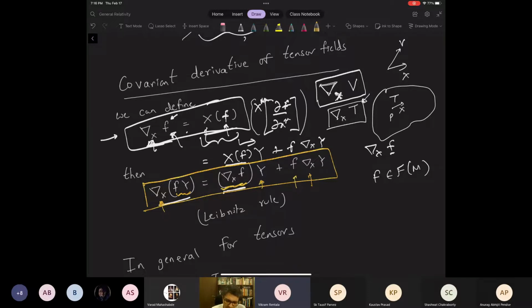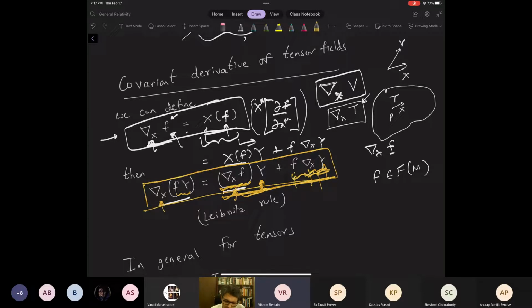Similarly, what you have on the right hand side is a scalar function delta xf times a vector field y. Okay, so this is a vector field, and this f times again a vector field delta xy is a vector field because delta takes a vector y to another vector, which is delta xy. So basically the whole thing on the right hand side is now a vector.